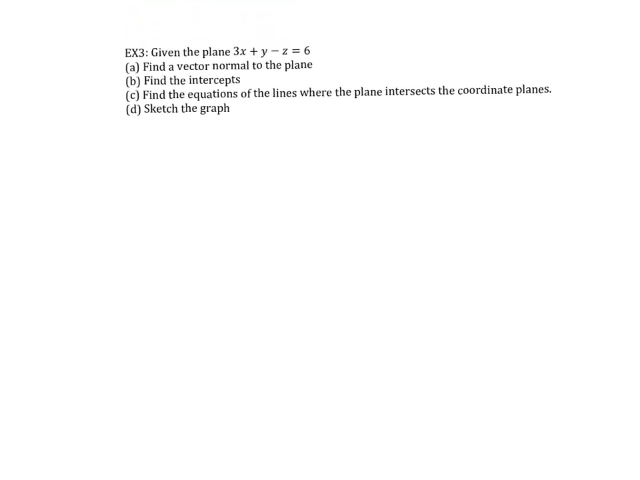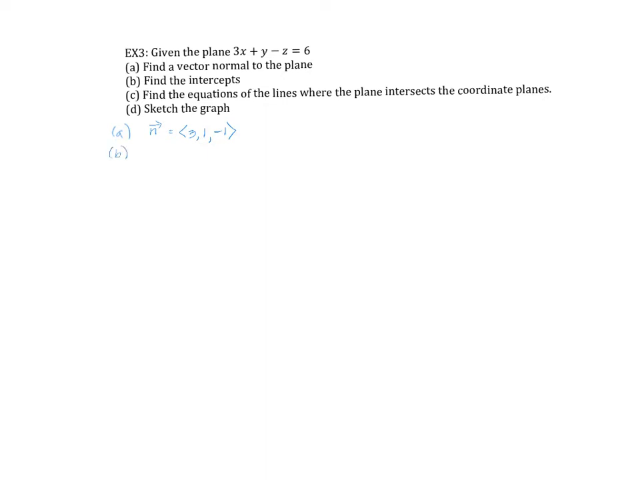Let's look at another example. Let's say we do have this plane, 3x plus y minus z equal to 6. So what if we wanted to find a normal vector to this plane? And that would be our part A. Well, all you have to do is simply look at the coefficients on the x, the y, and the z. So our normal vector that we're going to be using is 3, 1, negative 1. So the coefficients, going back to the definition, the a, b, and c, those are just the coefficients on your x, your y, and your z.